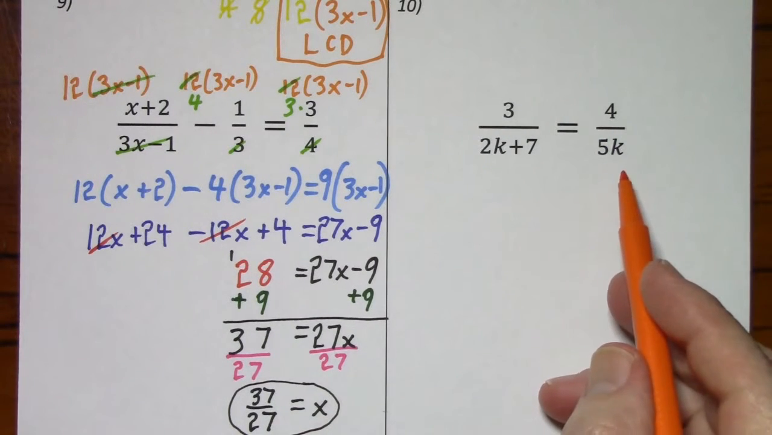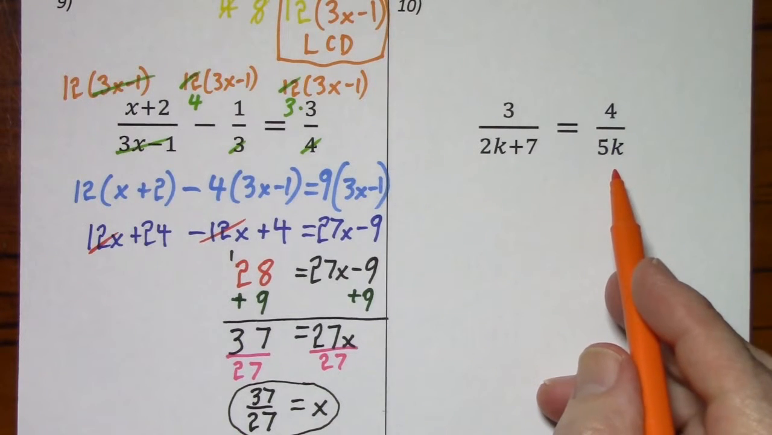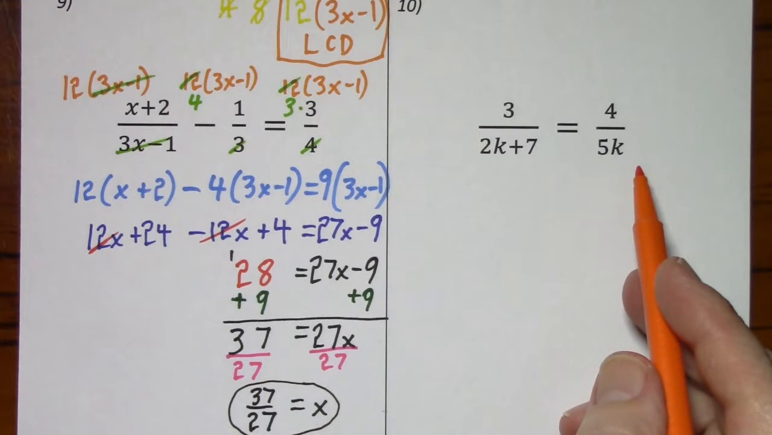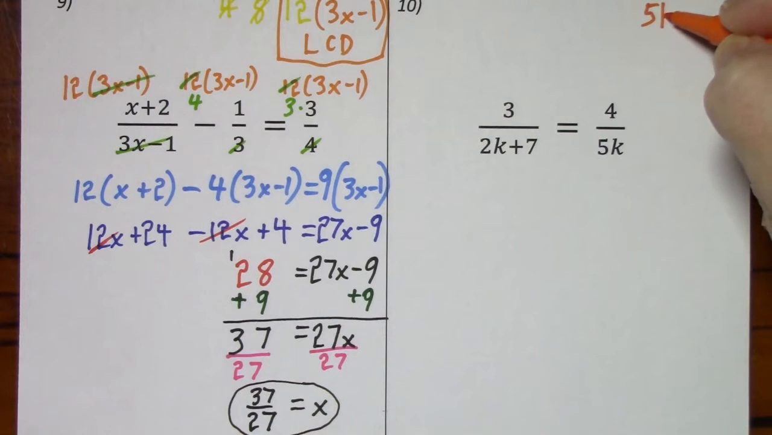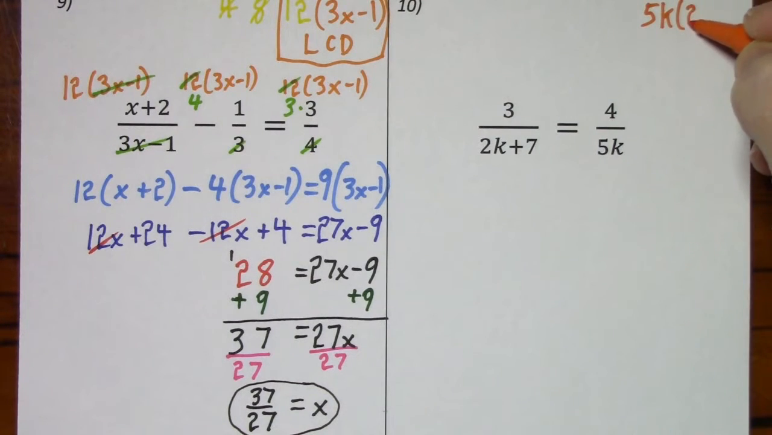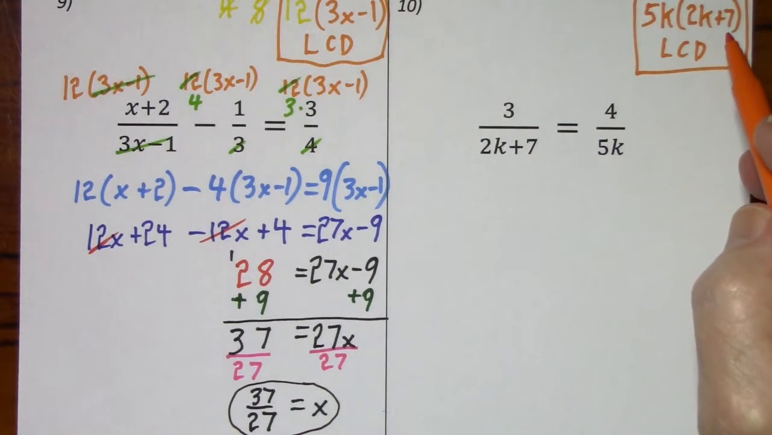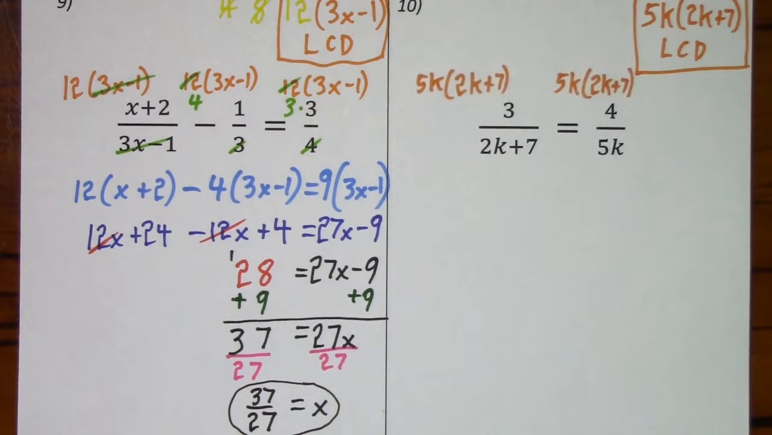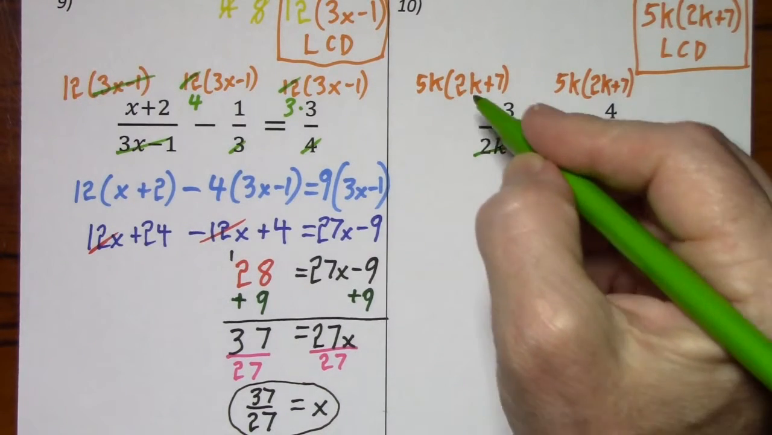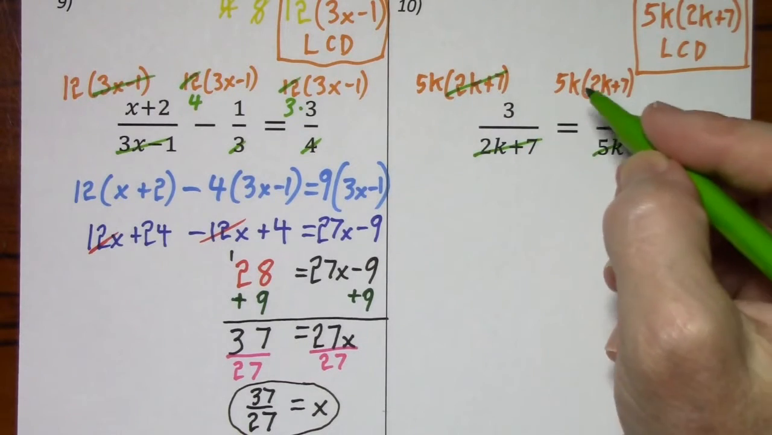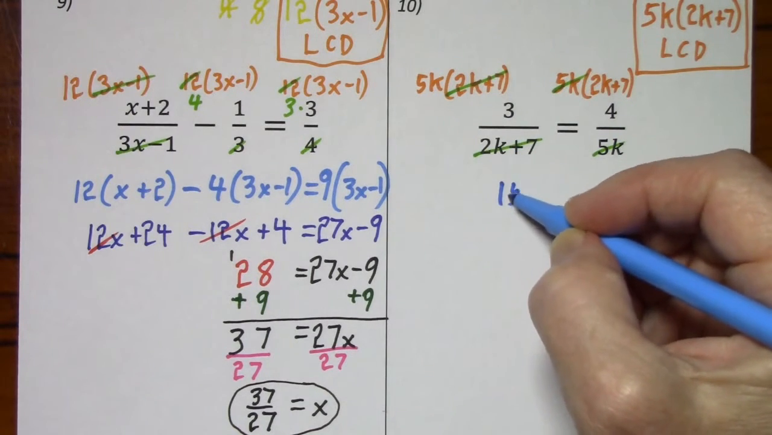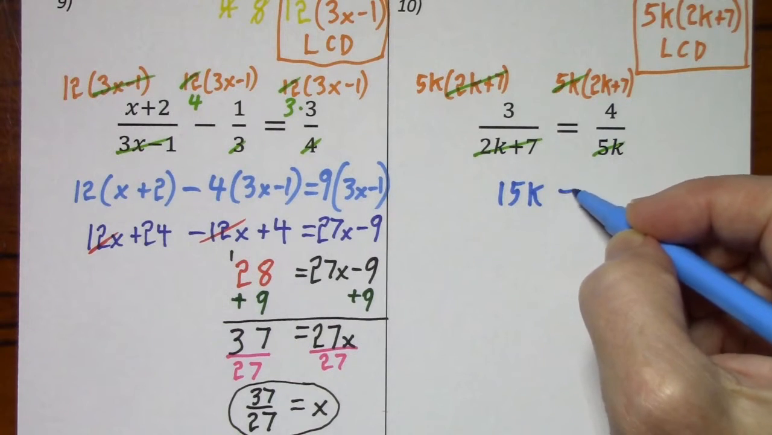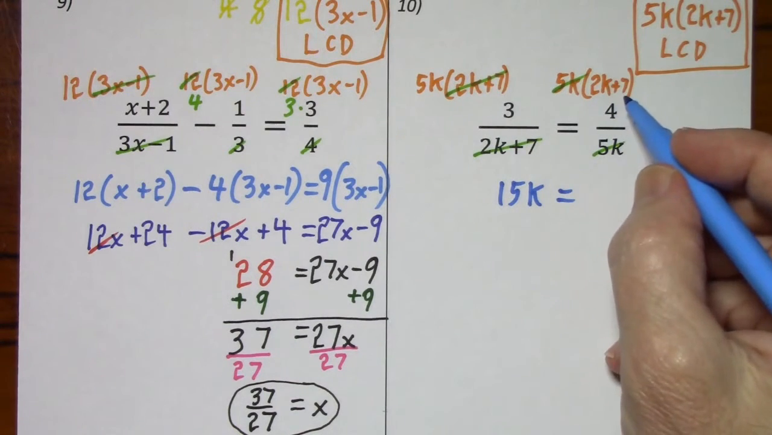And looking at the last problem, we have variables in the denominator on each side of the equal. We want to clear this equation of fractions. The least common denominator will be 5k times 2k plus 7. So I'll use this to multiply each term on each side. Over here, the 2k plus 7's cancel, and over here, the 5k's cancel. This leaves us with 5k times 3, or 15k. Bring down the equals. And 4 times this quantity.